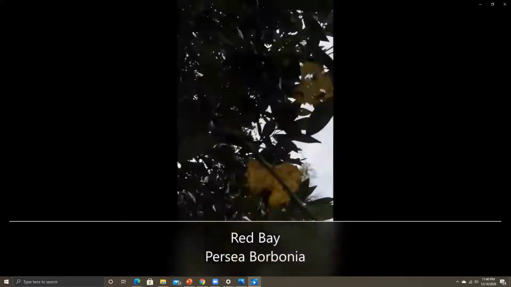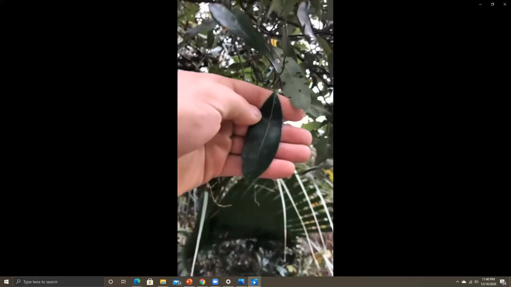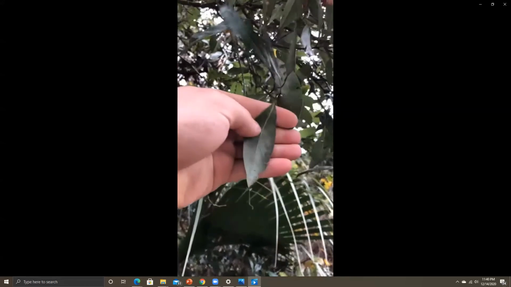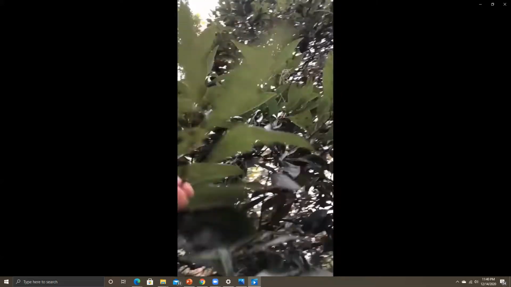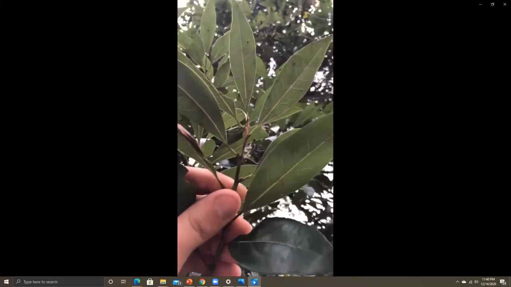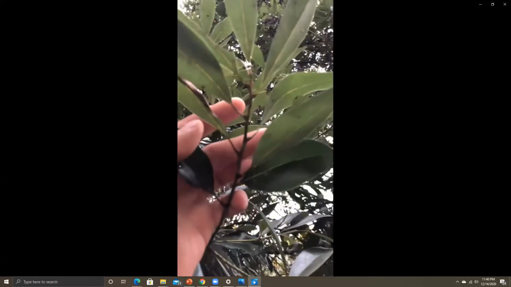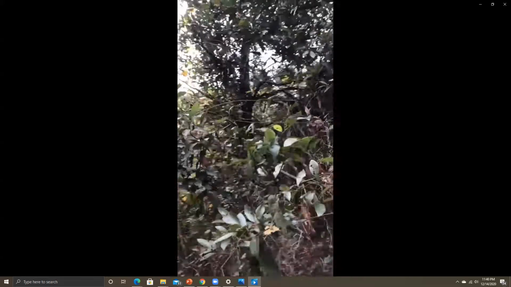And this is a red bay. You see the margin on the leaves. There's the bark on the red bay.